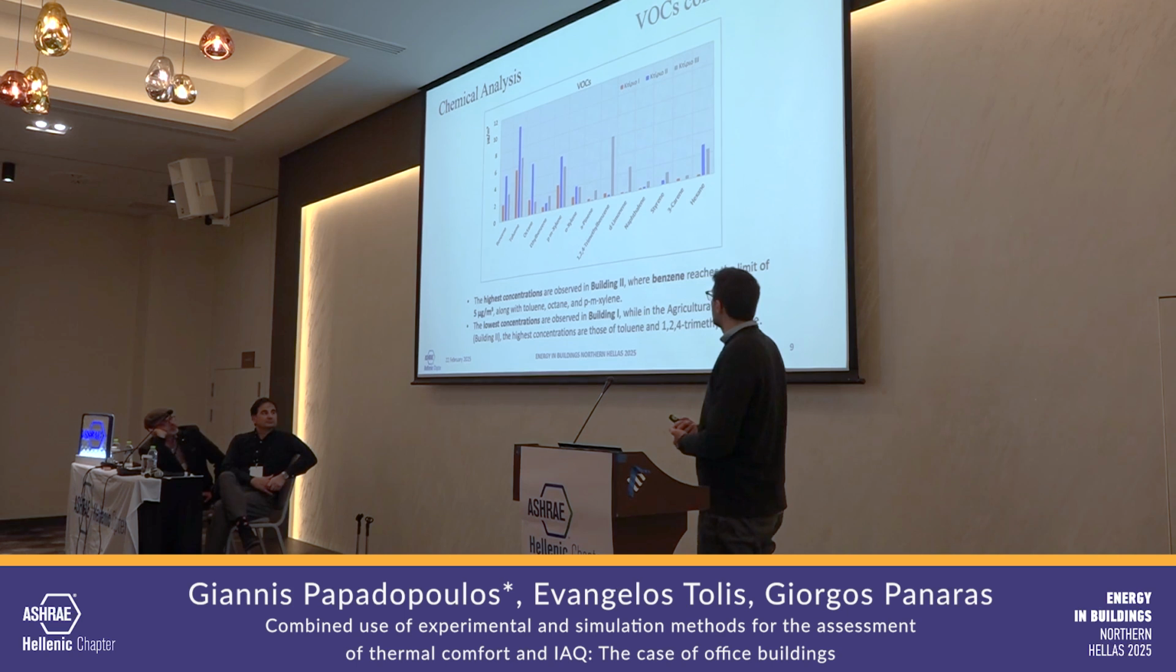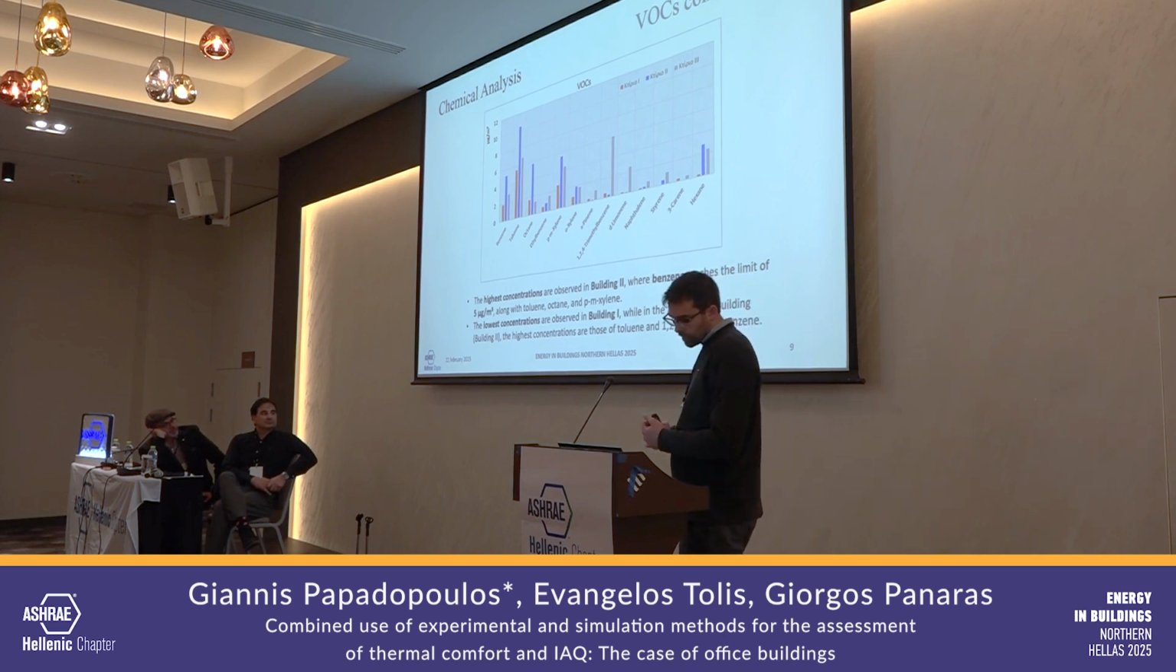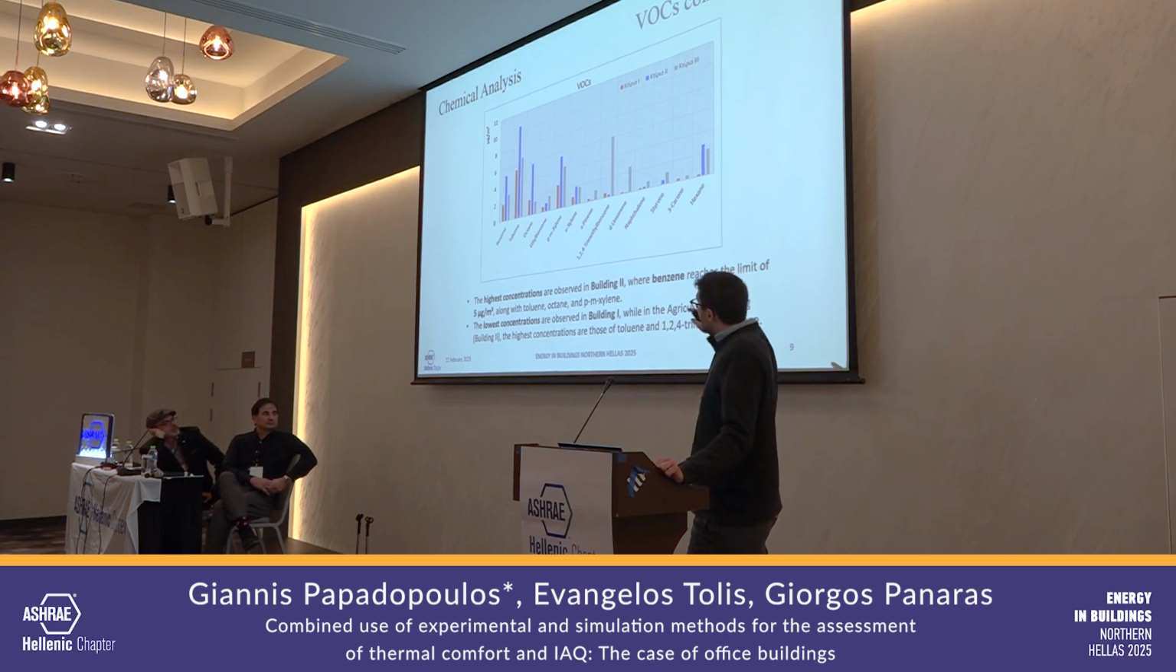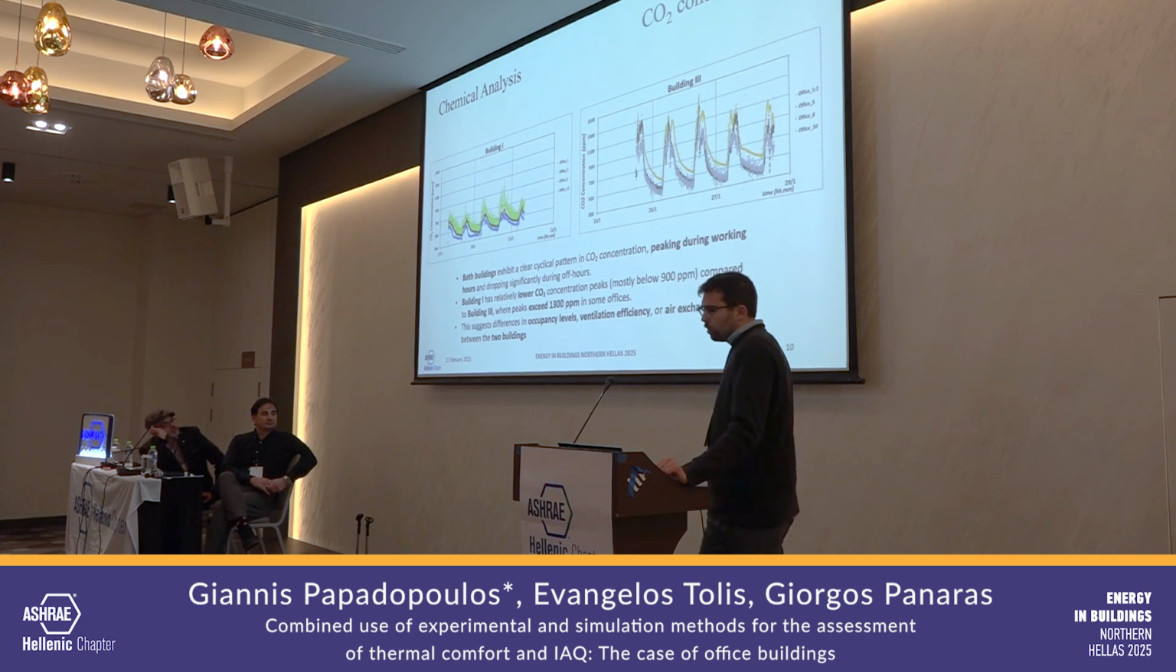So here we have presented some other diagrams from our measurement campaign. Here is a diagram of VOC concentrations. We use a passive method, and for the chemical analysis we use a GC-MS. We can see some basic chemical compounds that we mainly detect in indoor environments, like benzene, toluene, octane. And we can see the difference between the buildings.